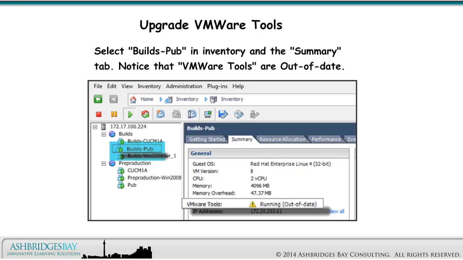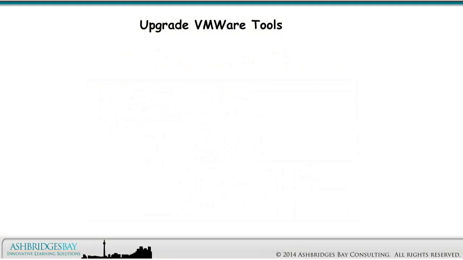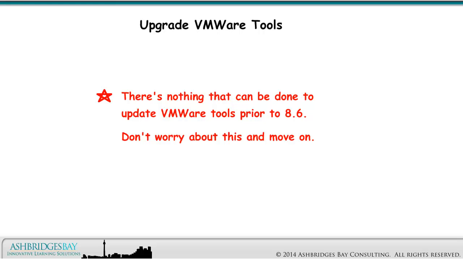Select Builds Pub in Inventory and the Summary tab. Notice that VMware Tools are out of date. There's nothing that can be done to update VMware Tools prior to 8.6. Don't worry about this and move on.